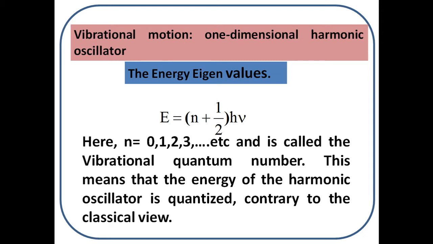This means that the energy of the harmonic oscillator is quantized. That is, energy is dependent on this vibrational quantum number. The energy of the harmonic oscillator is quantized, and this is contrary to the classical view. According to the classical view, the energy is assumed to be continuous, but in the quantum mechanical harmonic oscillator, the energy is quantized.